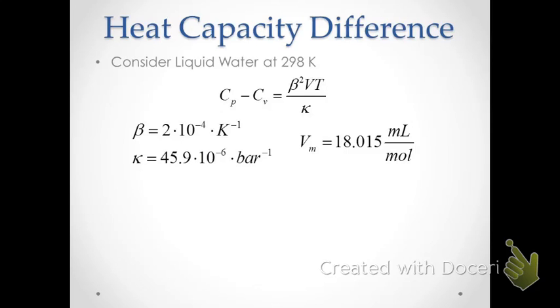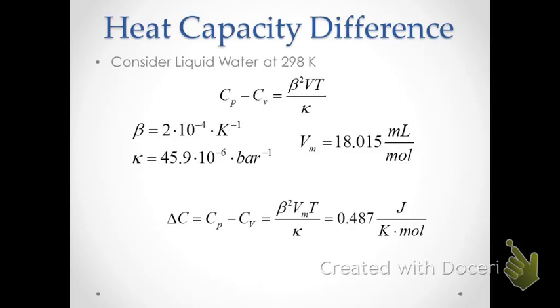We use the molar volume for water, which is a little over 18 milliliters per mole. Plugging all those numbers into the equation, the difference in the molar heat capacity, Cp,m minus Cv,m, is 0.487. Again, compare this to the case for the ideal gas for a monatomic system. The difference was 8.314 joules per Kelvin per mole, and here for the liquid it's 0.487. So it's a much smaller difference in the case of condensed phases when compared to gases.